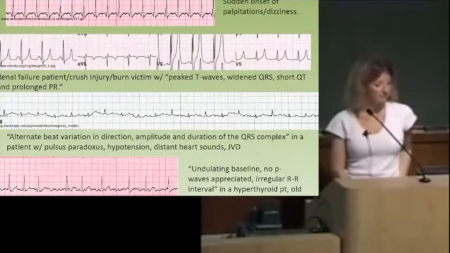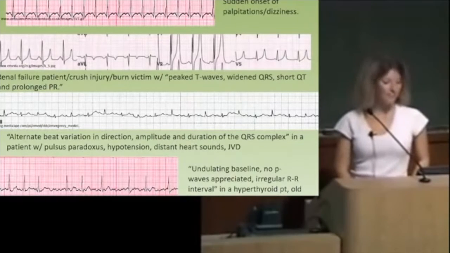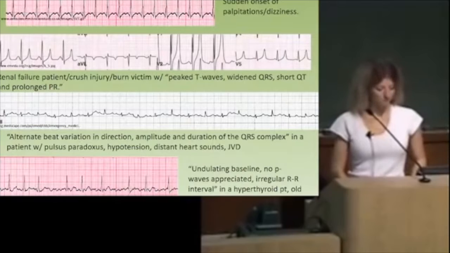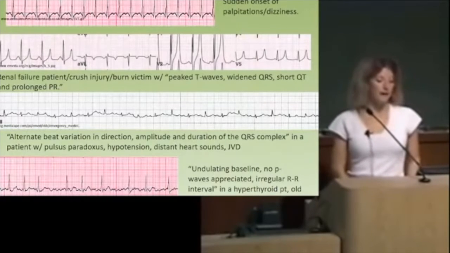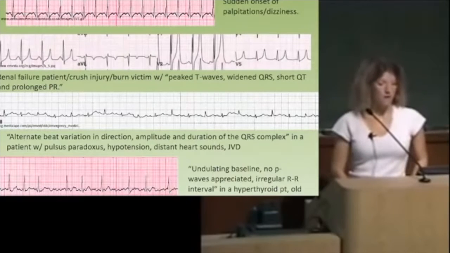All right, number 4. There you go. Can't really see P waves there, right? Just kind of some squiggly business along the baseline. So this is AFib. They might describe it as an undulating baseline. Can't see the P waves. It's irregularly irregular. And in the clinical vignette, the patient might be hyperthyroid. That's pretty common. Or somebody taking too much of their Synthroid.